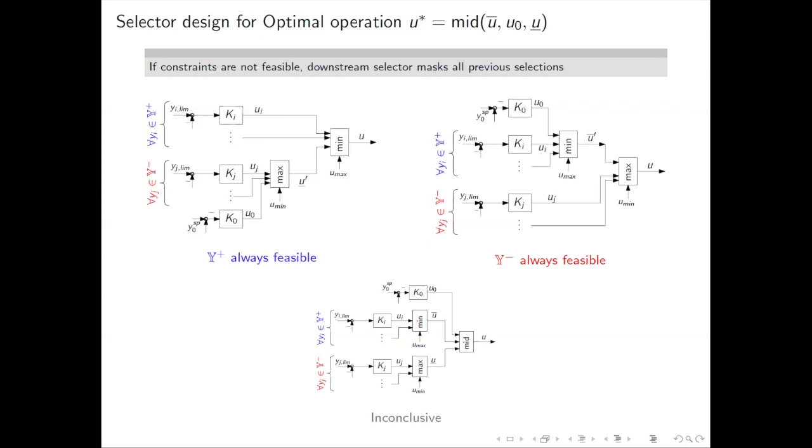Often, the different constraints have different levels of priority, and a common approach to handle infeasibility is to give up the less important constraints. And we can see that the order of the selector blocks plays an important role in deciding which constraints are given up and which constraints remain feasible when we have infeasibility. That is, when we have a constraint in y plus that is more important than a constraint in y minus, then we should use a max-min structure. And similarly, if we have a constraint in y minus that is more important than a constraint in y plus, then we should use a min-max structure.